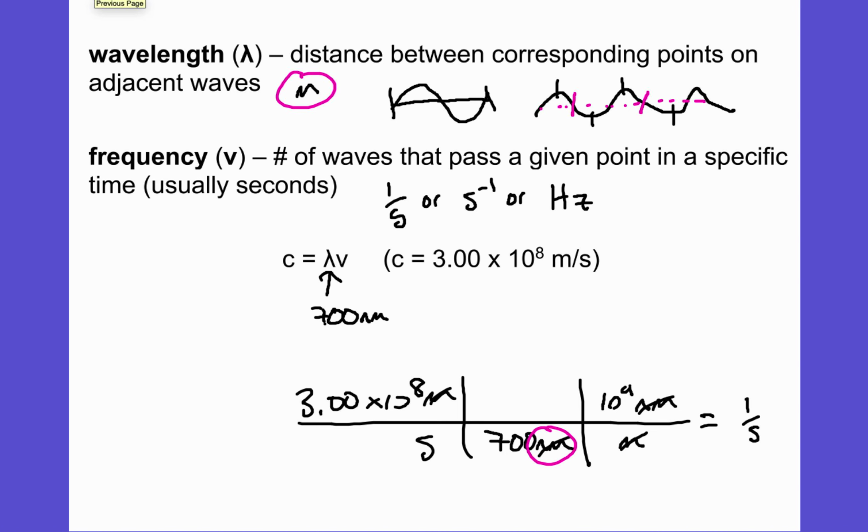We could spend a whole quarter talking about electromagnetic radiation and how you can apply all this information. But for right now, we just need to know that light travels in waves, right? That light that we see, that visible light, there's a wavelength and frequency associated with those waves.